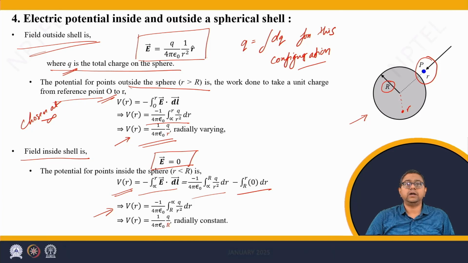Remember that R is less than capital R for a point like this. Thus, we have the final expression for the potential as 1 by 4 pi epsilon naught q by capital R. Now this is a constant quantity as long as the q remains same. Thus, we can say that the potential for all the points inside the sphere is constant. There is no potential difference inside the spherical surface.